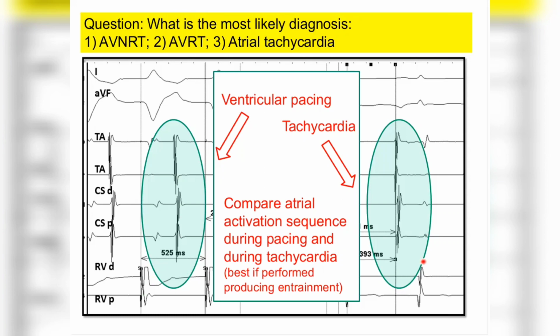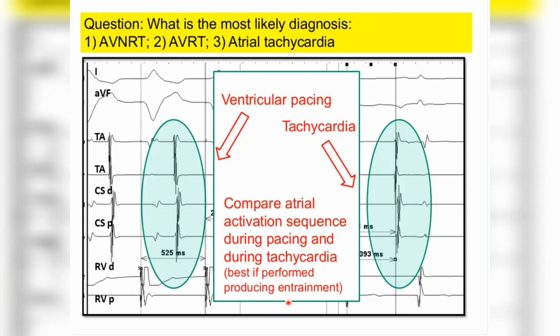Just this change tells us that the atrial activation is going through a different structure, okay? So it is very unlikely, as I said before, that this is the response of a tachycardia involving an accessory pathway or an AV nodal reentry. Yes, I want to emphasize one more concept. This is particularly precise if the maneuver is performed during tachycardia, so producing entrainment of the tachycardia.